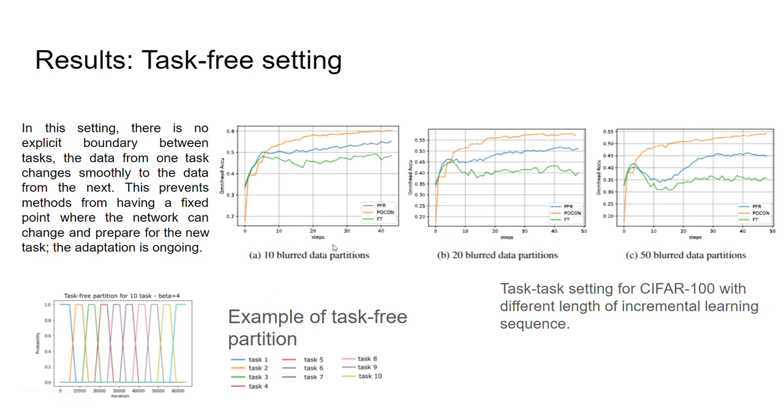Here we have a partition for CIFAR 100 under 10, 20, and 50 tasks. As you can see, there is an oscillation at the beginning, which is getting worse for PFR and fine-tuning when the number of tasks increases. But POCON is always learning, and it doesn't have as much oscillation at the beginning, as you can see.